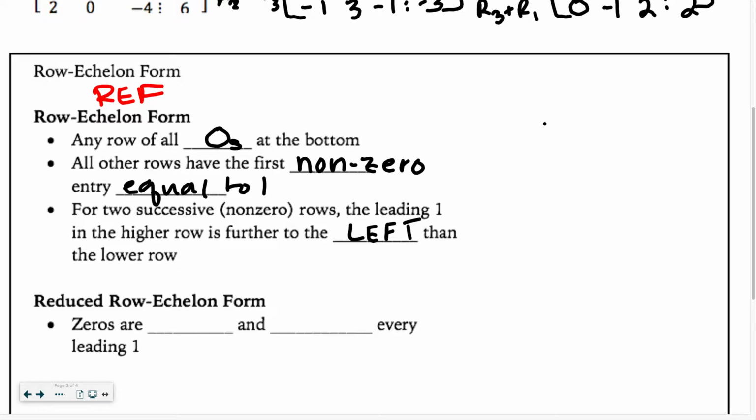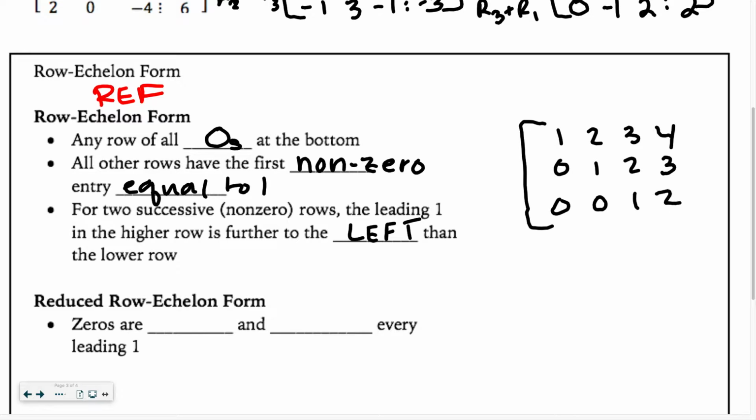So here's an example of something in row echelon form. I'll do 1, 2, 3, 4, 0, 1, 2, 3, and I'll do 0, 0, 1, 2. That's row echelon form. If I had a row of zeros, they would have been at the bottom of the matrix, but I don't have one. So you don't have to have a row of zeros. Okay. All the other rows, the first term that's not 0 is a 1. So notice it starts with a 1, then it goes 0, 1, then it goes 0, 0, 1. So that's called my leading 1.